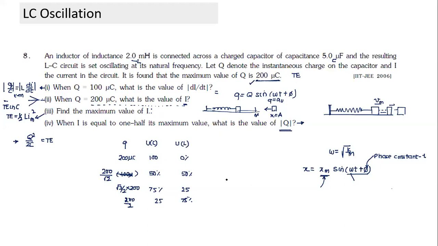√3 by 2 times the total charge. Once we get a hang of this, we don't have to do any calculation. When I is half, it means the energy stored in the inductor is 1/4 of its maximum energy. If it is 1/4, it means 3/4 is stored in the capacitor. So this corresponds to this condition. Can others also figure it out? Is this easy to figure out?